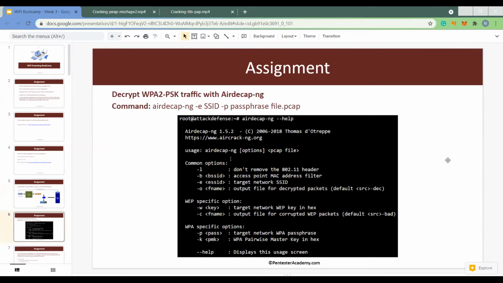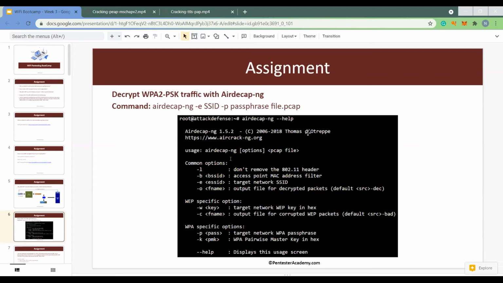The next question was how to decrypt WPA2 PSK traffic with airdecap-ng. We have also covered it in the previous session's slide. It was more to give you something to think about.